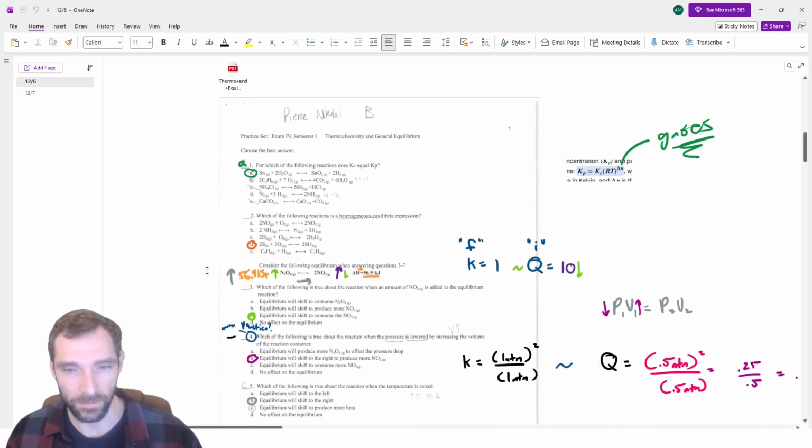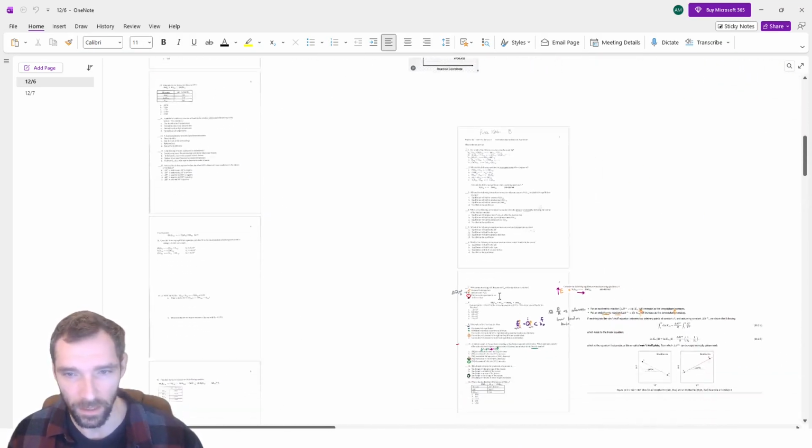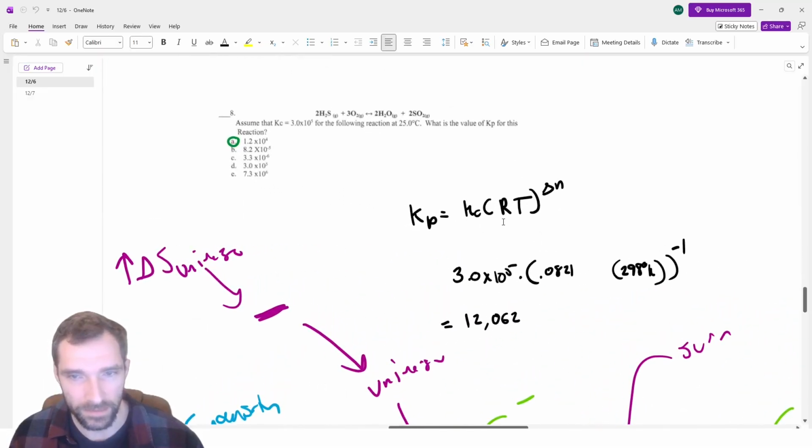There is a problem I went over with a student that I wanted to just show you, like the work for one of these problems here with the Kp and Kc. This was a problem where there was a change of the moles of gas. We had 5 moles of gas. We went to being 4 moles of gas. So the change in n was a -1 value. And so we multiplied these two numbers together and then put up that negative first power to get the Kp value here.